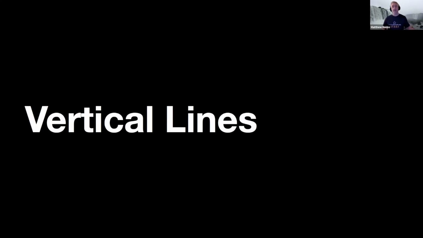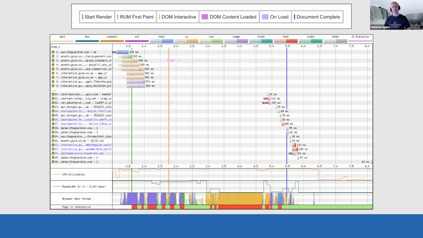You may have also noticed a set of lines in different colors vertically down the page. These lines are specific events that happen during the page load.